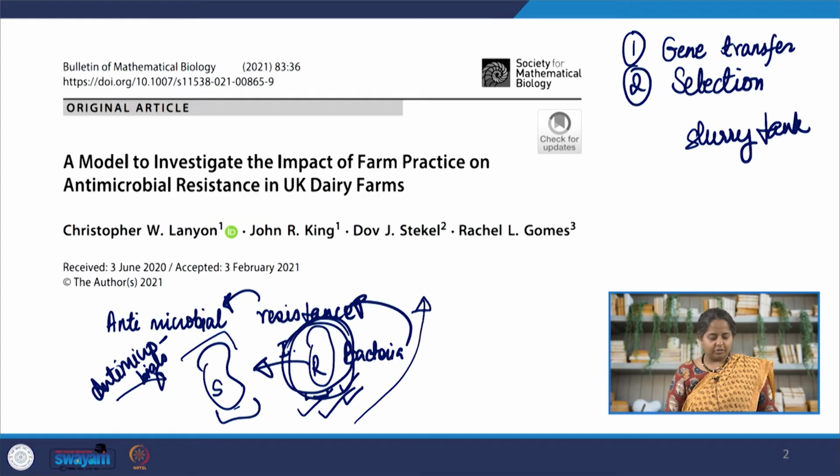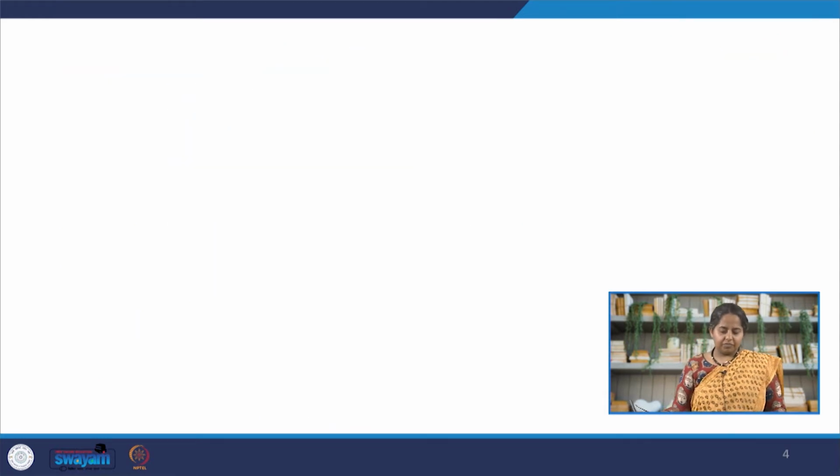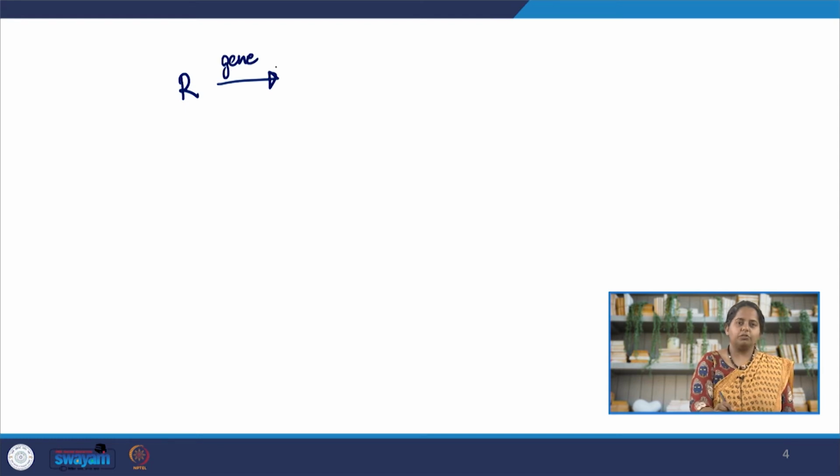So now let's go back to this point where we talked about how bacteria become antibiotic or antimicrobial resistant, and the two methods that I told you are horizontal gene transfer or selection pressure in the environment. How will we model that? Now let's think about gene transfer. So if you look at gene transfer, what I told you is that the resistant bacteria, here I am writing capital R to show resistant bacteria. What this resistant bacteria will do is it will give the gene that encodes for antibiotic resistance, antimicrobial resistance.